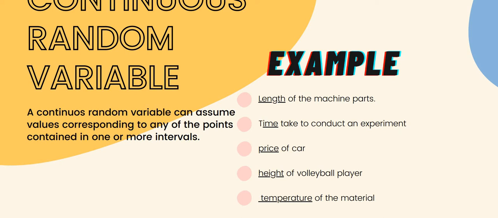Then we also have price. Same thing, for example 5 ringgit 20 cent, so it is 5.2 there. Same goes for height and temperature. So these are examples of continuous.